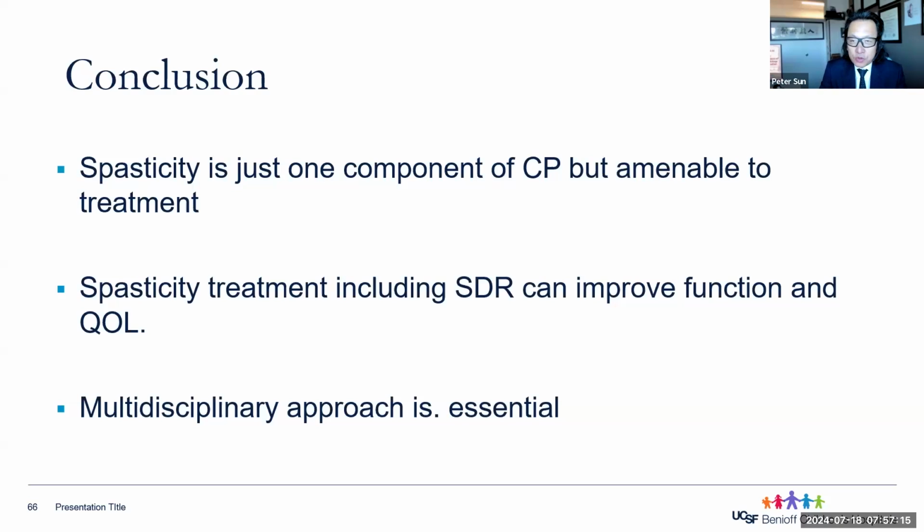Yeah, so in conclusion, spasticity is, of course, just one component of cerebral palsy, but it is amenable to treatment, unlike some of the other more difficult aspects of CP. And spasticity treatment, including SDR, can improve function and quality of life. And this has to be done in a multidisciplinary setting. So thank you for your attention.